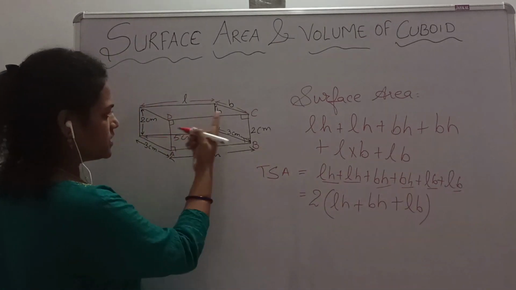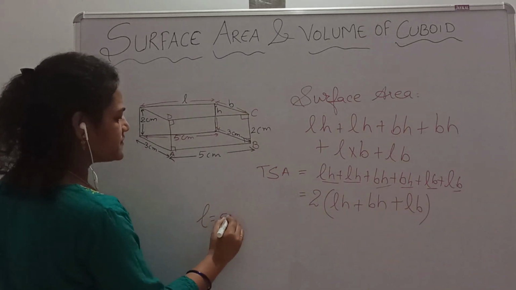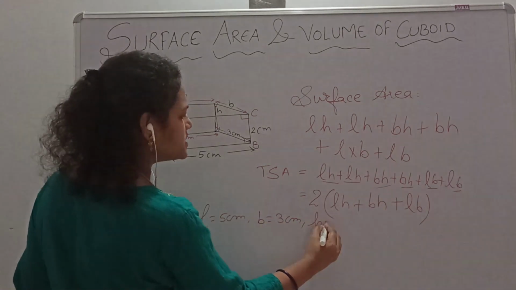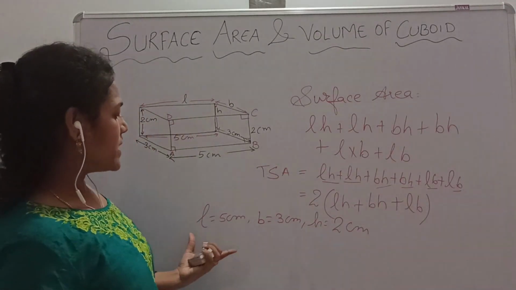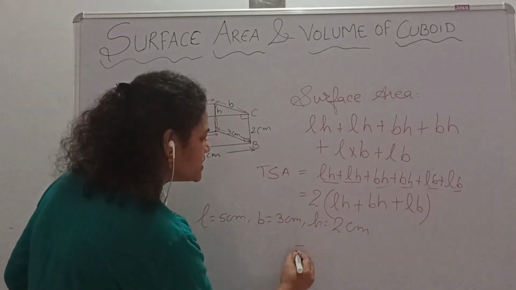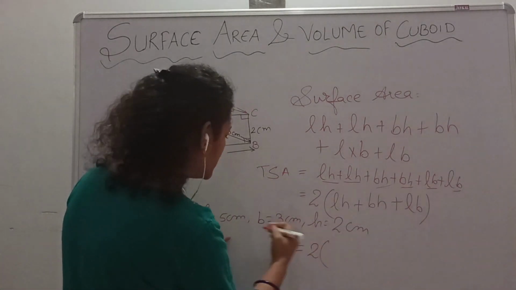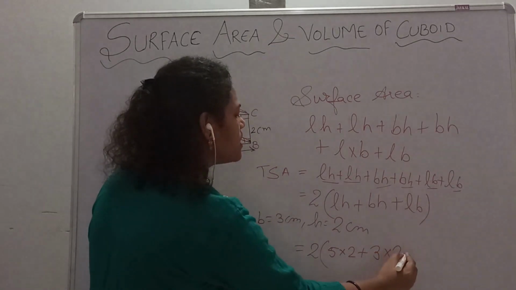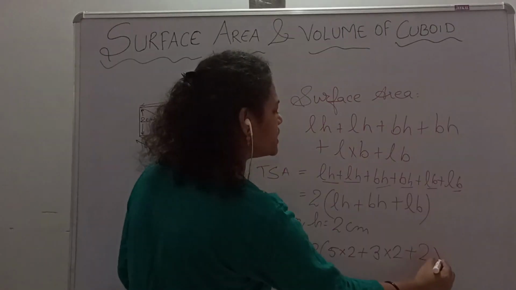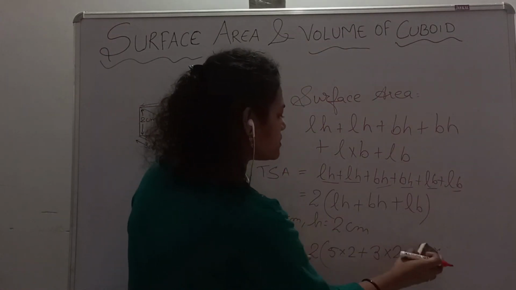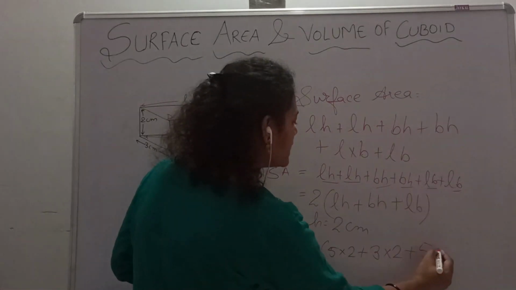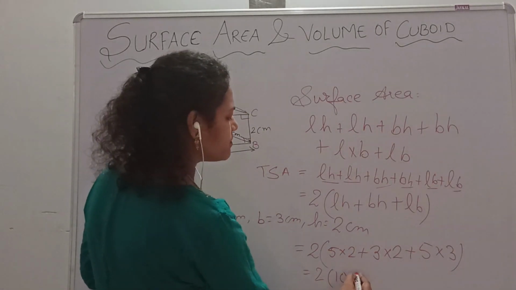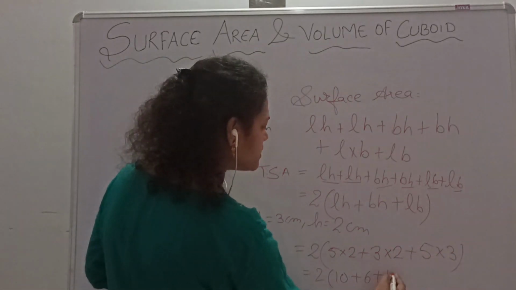See here, I will tell one example. Let my length be 5 cm, okay? Breadth is 3 cm and height is 2 cm. So by using this, you can find your total surface area, that is 2 into (L into H, which means 5 into 2, plus B into H, that is 3 into 2, plus L into B). L into B means L is 5 and B is 3. Okay, so in this way you can find your total surface area. 5 into 2 is 10, plus 6, plus 5 into 3 is 15.